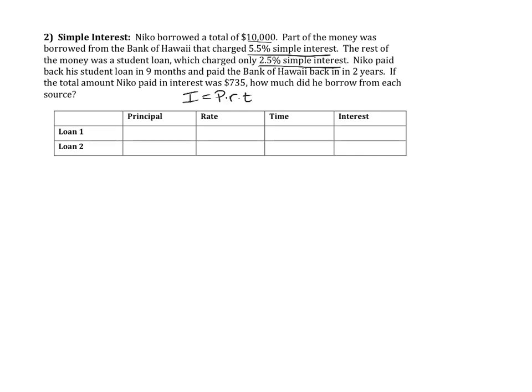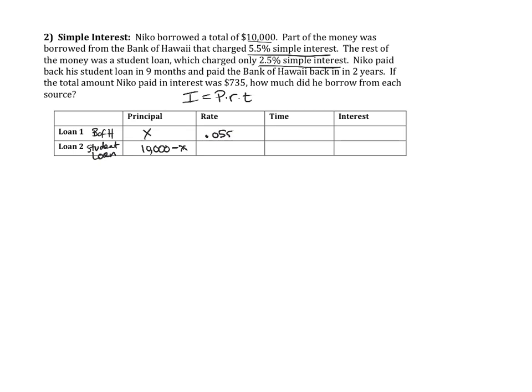Okay, we don't know how much he used from each account. So I'm going to let the first one be the Bank of Hawaii, and I don't know how much he borrowed from that one. And then the other one was his student loan. But I do know that altogether it was $10,000, so if I take away the amount that he borrowed from B of H, then the remainder would be from the student loan.